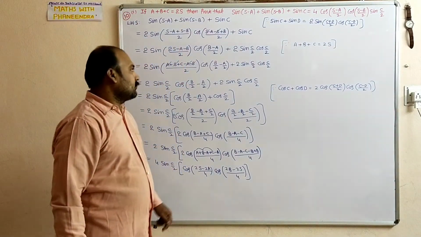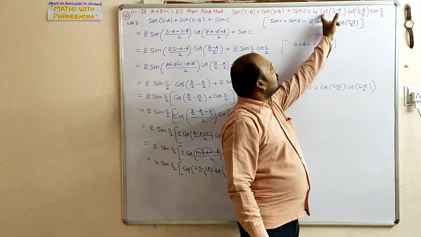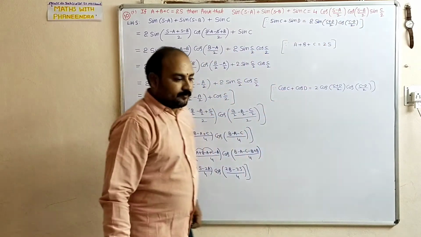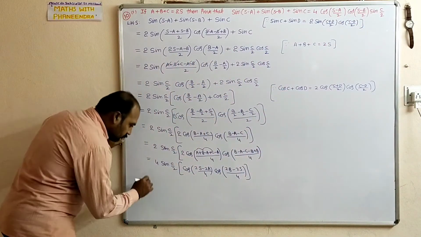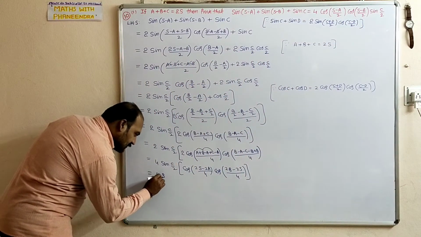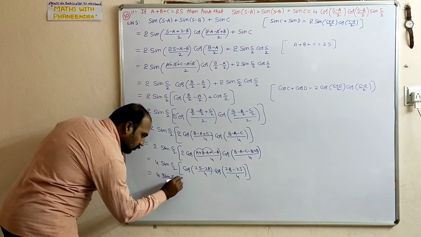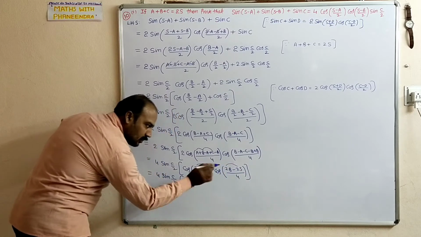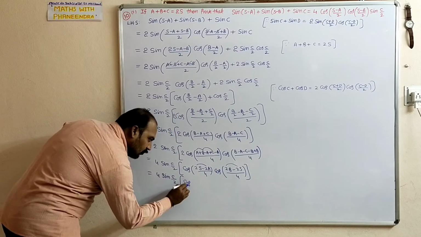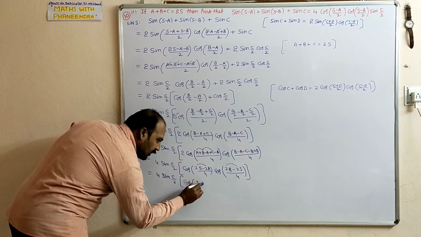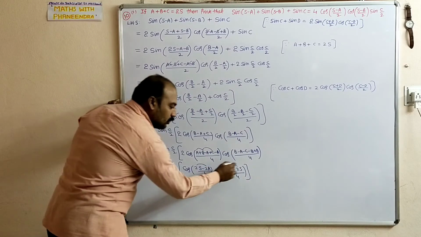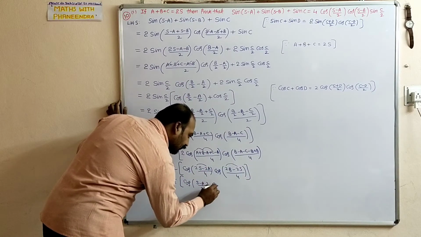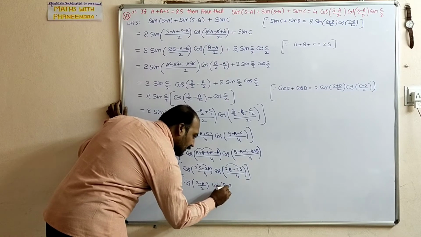Yeah, previously I wrote sin and sin here, but it is cos. So now 4 sin C by 2. Take common 2 from numerator and denominator and then cancel. Cos of (s minus a) by 2. Here also take 2 common: cos of (b minus s) divided by 2.